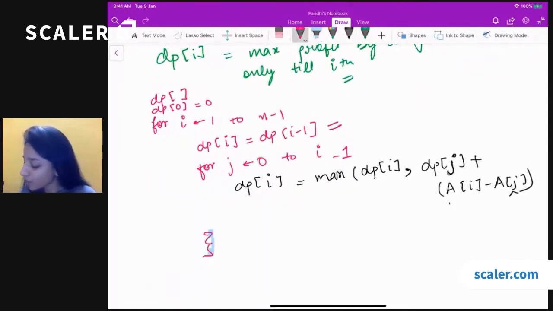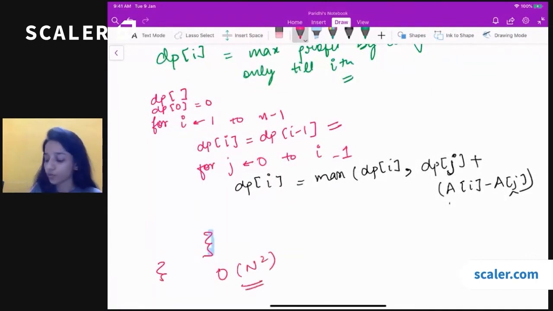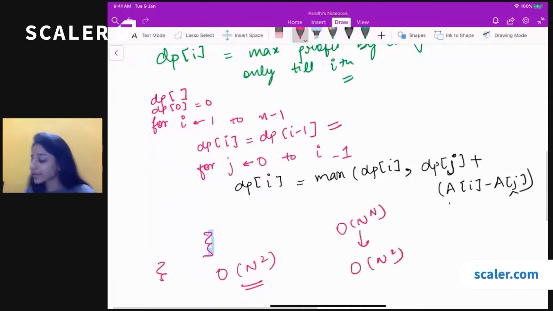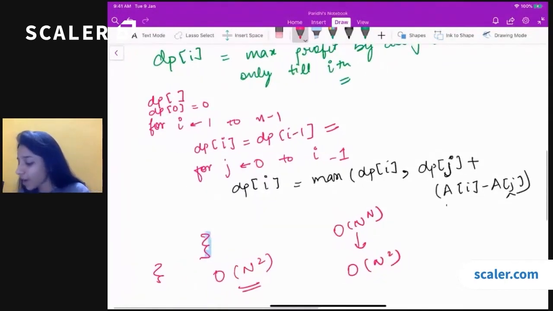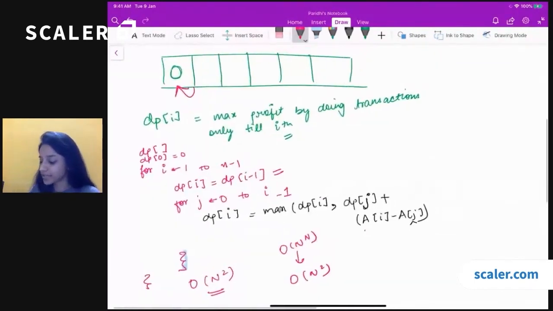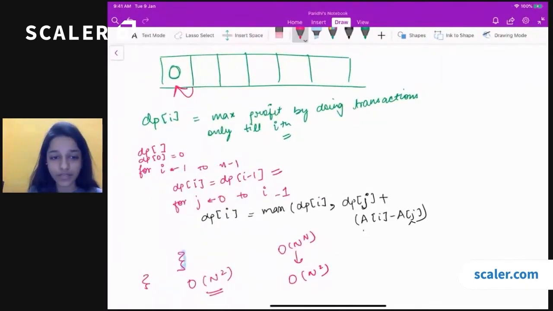Cool. And the time complexity would be order of n square, right? We have two loops. So from order of n to the power n, we have actually come to order of n square. Are you guys able to relate why it's order of n square now? How are we moving through this? Is it fine, guys? Cool. So let's code it quickly and then we'll move on to the more optimized solution.